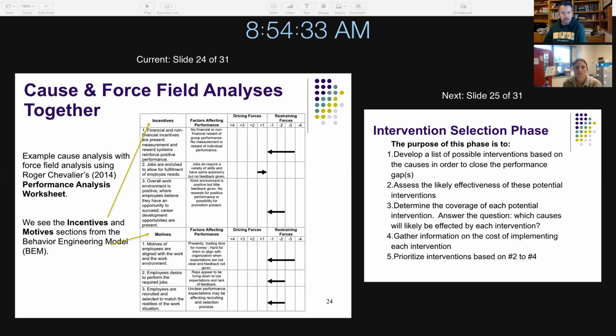So which one under incentives is the strongest force? The financial and non-financial incentive. Yeah. And is it a good force or a bad force? Is it working? Restraining force. Is it creating the problem, or is it fixing the problem? Creating the problem. Yeah, it's creating, because it's a restraining force. It's restraining the performance that we want to see.